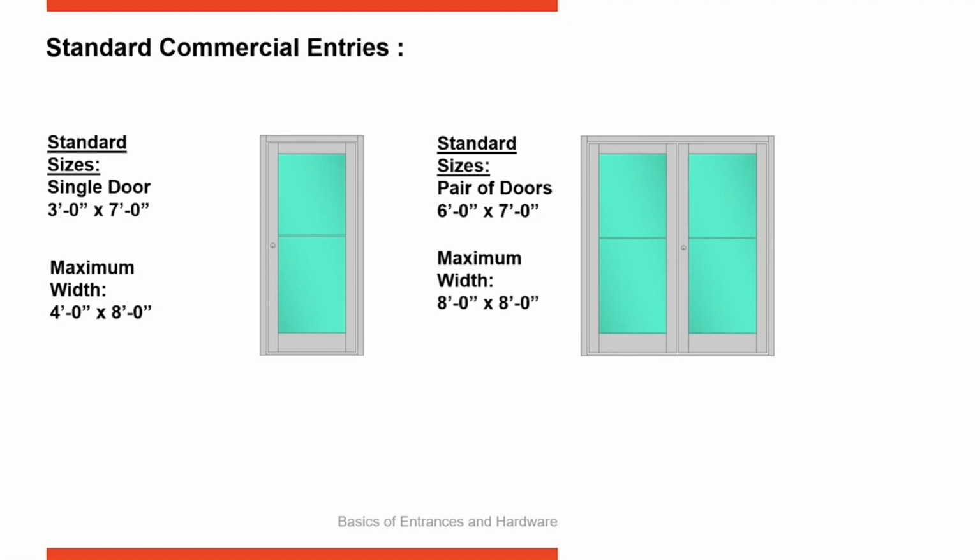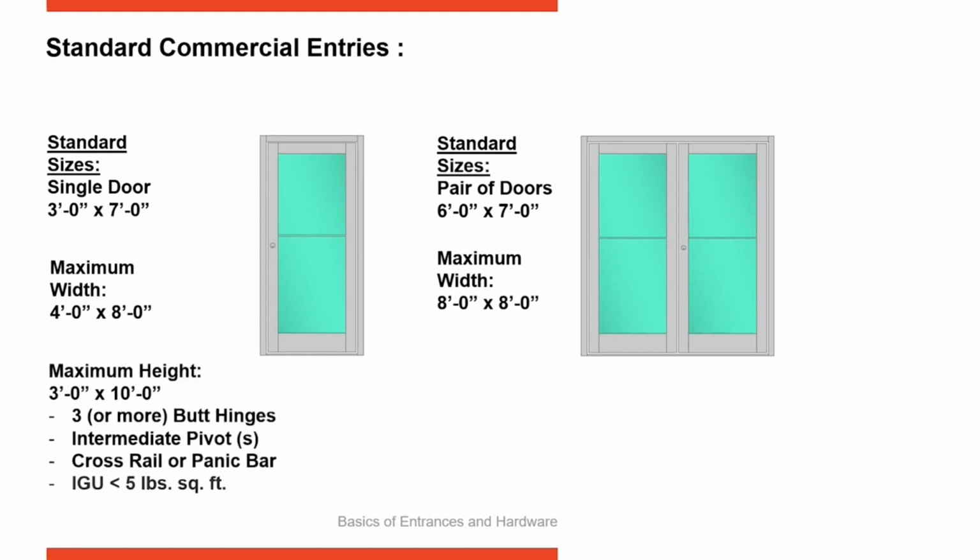Then as far as maximum height, most manufacturers can offer you a door up to 10 foot tall, but they're going to limit the width to 3 feet. They're also going to require intermediate hinges because what we're trying to do is transfer the weight from the door to the frame. So instead of just having a pair of butt hinges, you're going to wind up with a pair and a half, maybe 2 pair of butt hinges. Intermediate pivots, continuous hinges is great. We're trying to get the weight, again, transferred quickly to the jamb.